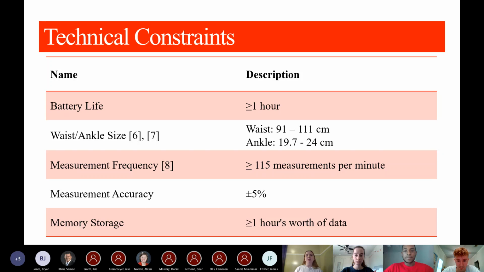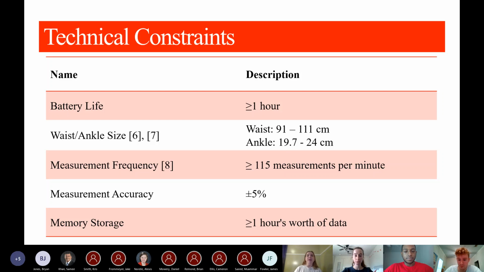And for our measurement frequency, it needs to be at least 115 measurements per minute for each of our sensors. That's because each sensor needs to be able to take one measurement per step, and according to our external advisor, the average human cadence is about 110 to 115 steps per minute.